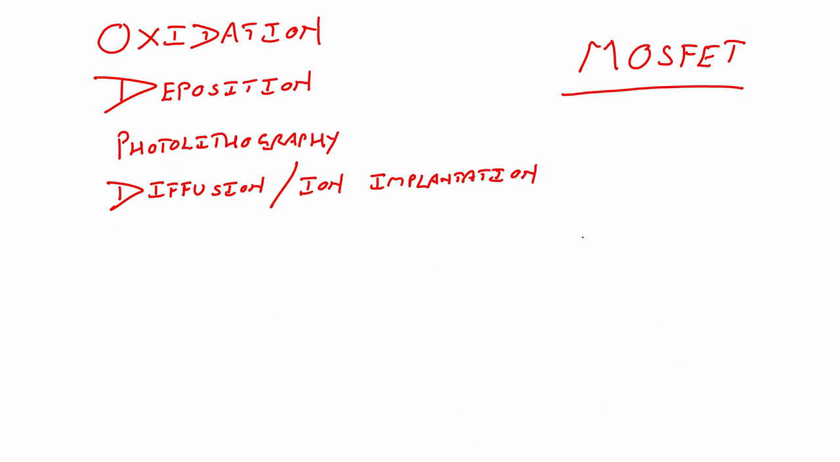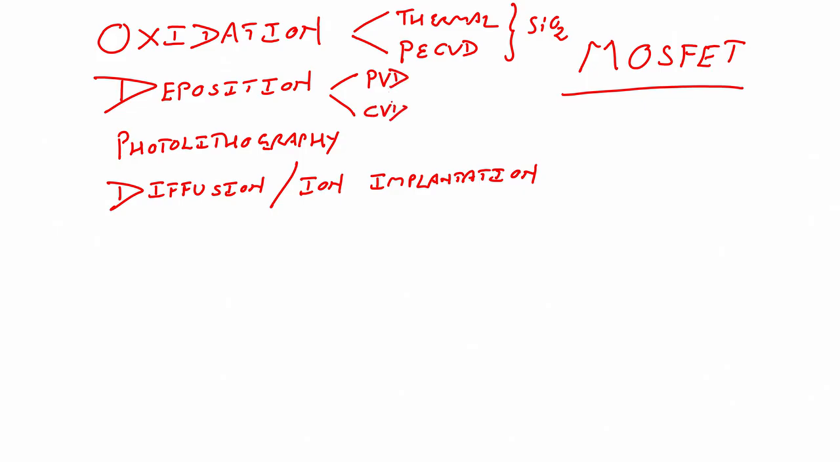Now, oxidation, we have already seen 2 types of oxidation, correct. One is thermal, another one is plasma enhanced chemical vapor deposition. Using oxidation we can grow silicon dioxide. Deposition we have seen: one is physical vapor deposition, another one is chemical vapor deposition.